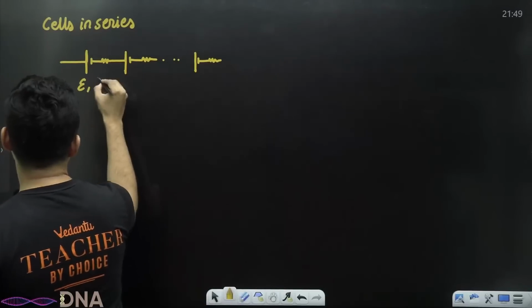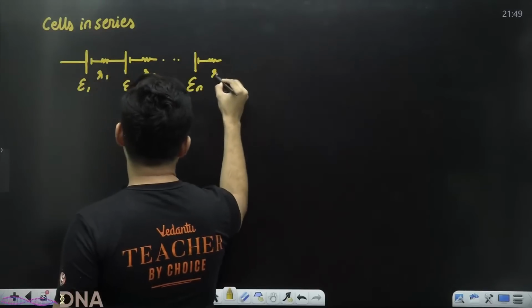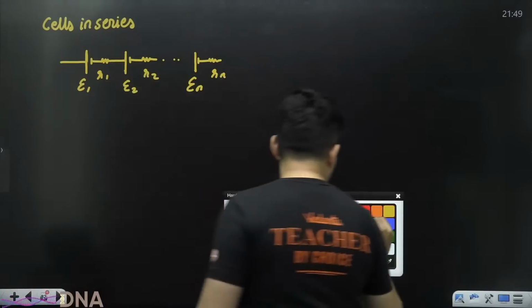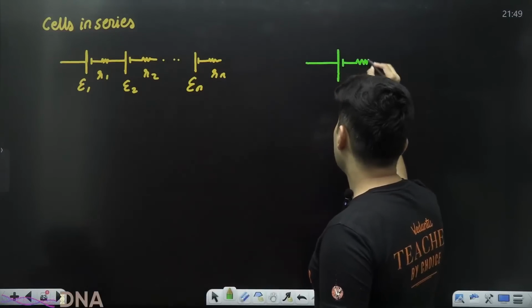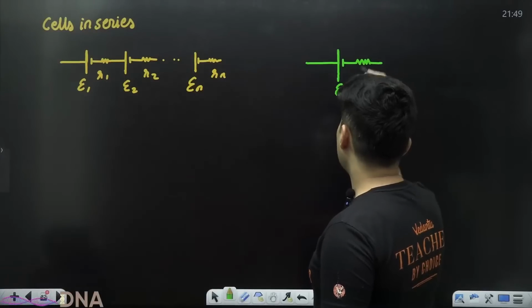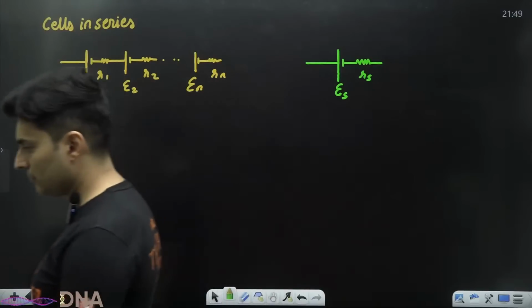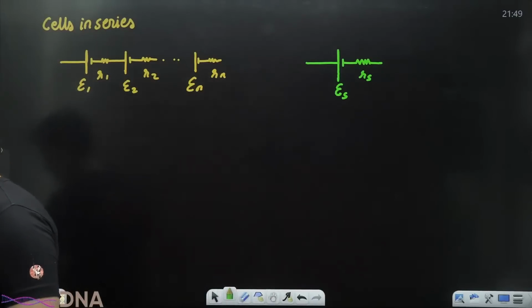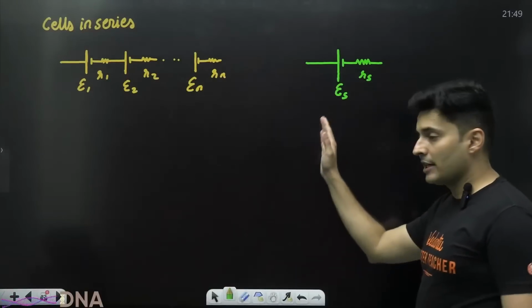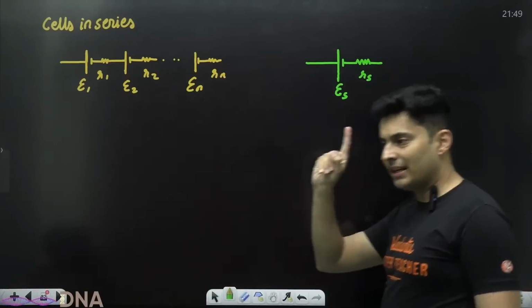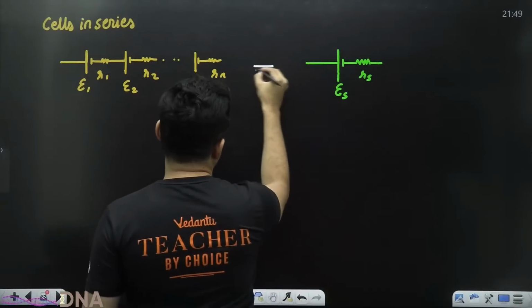Let's say this is E1 R1, E2 R2, this is En Rn. I can convert it into one single cell in series and one single internal resistance in series. So what is that conversion formula?